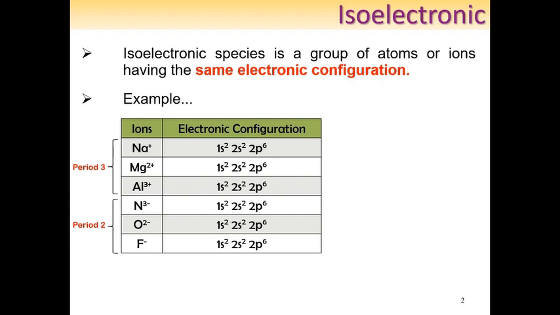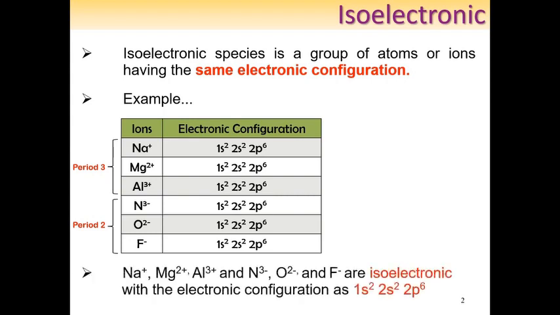These ions form after they lose or gain electrons in order to achieve the stability of the octet configuration. So the benchmark for you to identify ions as isoelectronic species is they will have the same number of electrons and the same electronic configuration. In this case, all of these ions have the same electronic configuration 1s2, 2s2, 2p6.